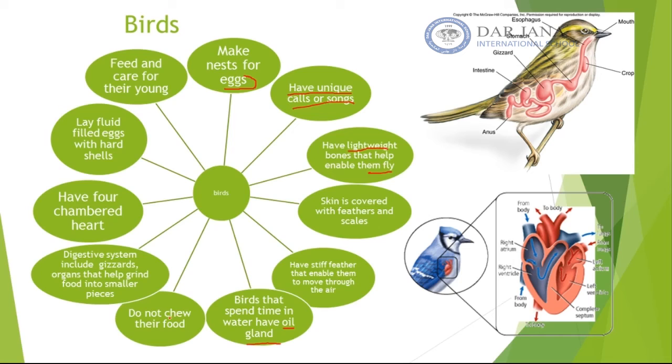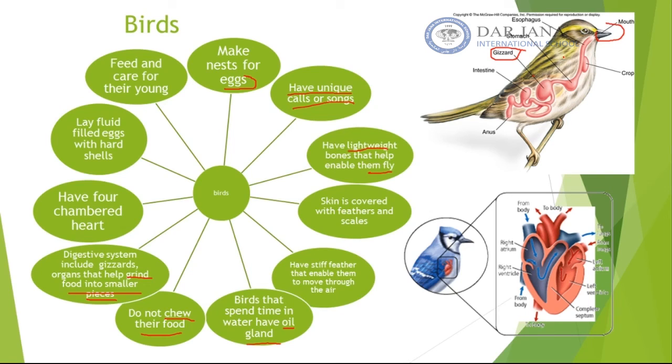They do not chew their food. Okay, so they don't have teeth. They have what here? A beak. Okay, their digestive system includes a gizzard. Okay, so what is a gizzard? If you look at the image here, we can see the gizzard. The gizzard is part of the digestive system. It is an organ, and its function is to grind the food into smaller pieces so that it can be digested.